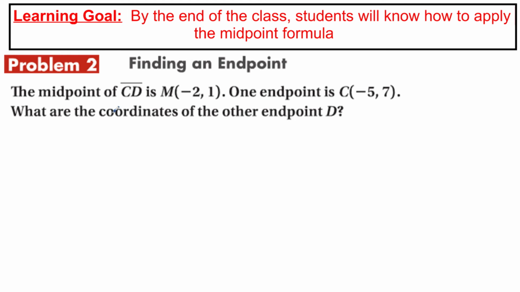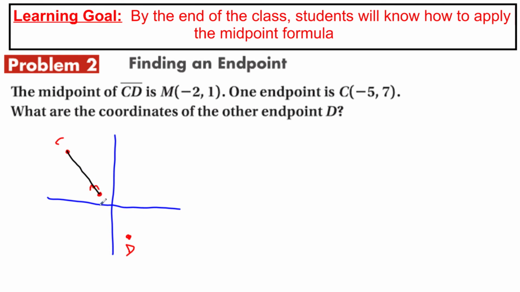So if we wanted to give a quick graph of what this looks like, I'm not going to be very accurate. In this case, we have this point, (-2, 1), which would be somewhere right in here, and they call that M. Then we have one endpoint at (-5, 7), up here somewhere, and that's C. And there's another endpoint on the other side, probably down here, that they're calling D. And they want to know what that exact coordinate is.